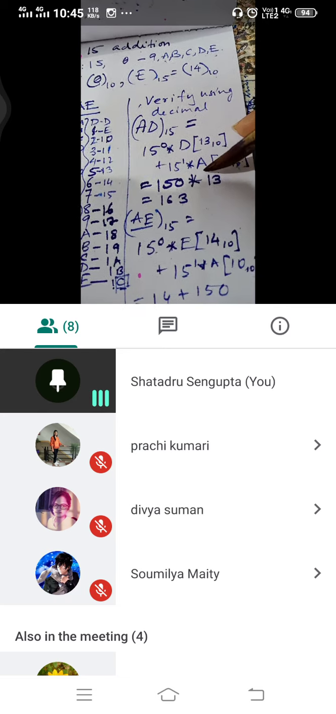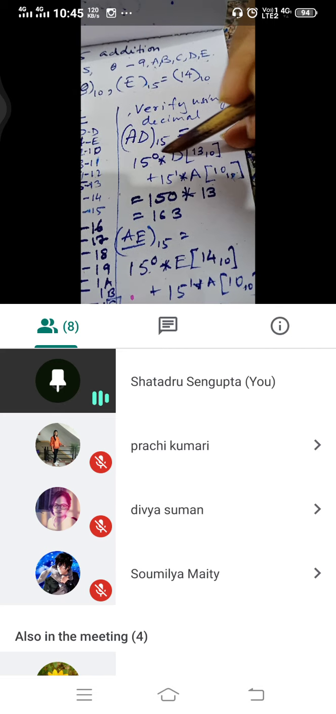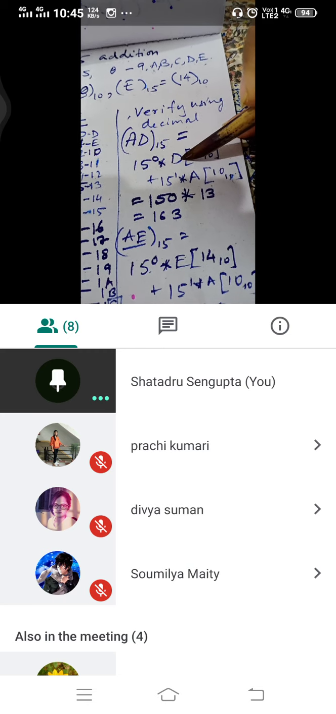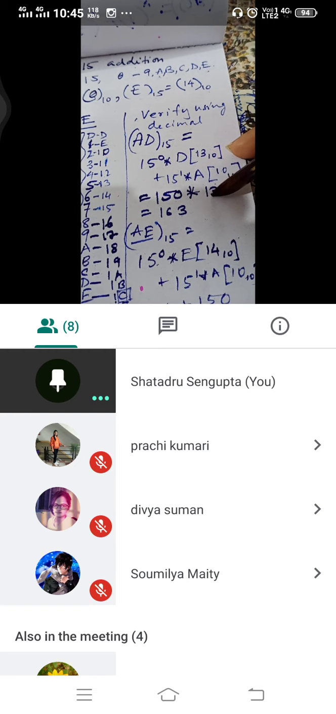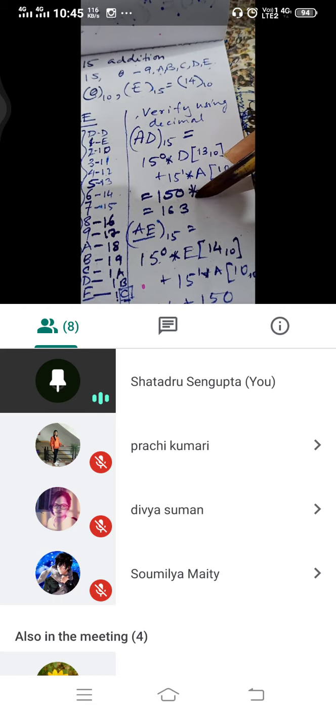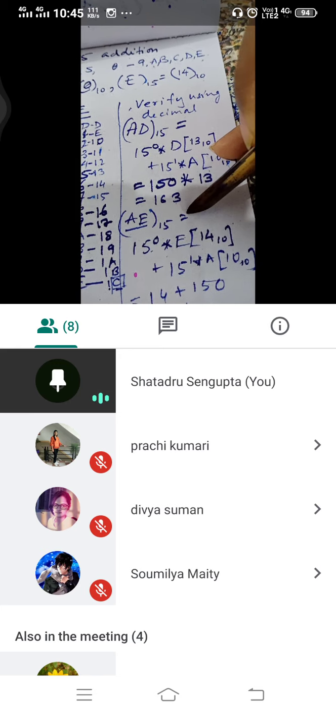Why? 15 to the power of 0 is 1, so 1 multiplied by D is D, and then 15 to the power of 1 multiplied by A. D is basically 13 in decimal, and A is actually 10 in decimal. So what do we have? 15 to the power 0 multiplied by D is 13. 15 to the power 1 is 15, multiplied by 10 is 150. So counting in decimal, we have 163.